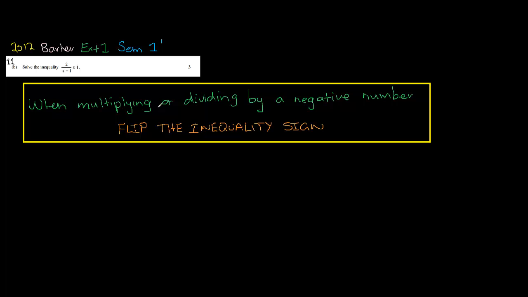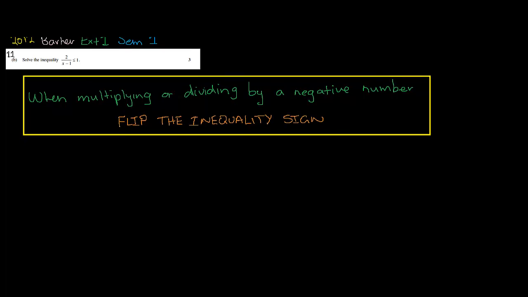So when multiplying or dividing by a negative number, if we times this inequality by or divide it by a negative number, we would have to flip the inequality sign. So if I was to times both sides of this inequality by -1, it's like a mathematical law that I would have to flip the sign from a less than or equal to sign to a greater than or equal to sign. Now, how is that relevant?